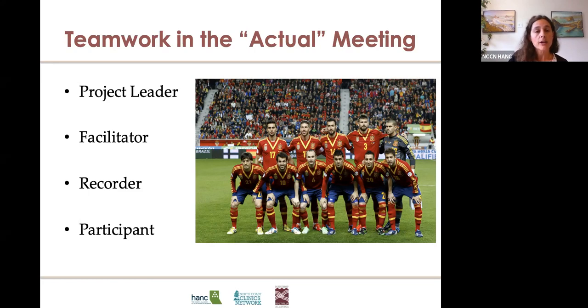And then the recorder is that key person who's recording the history of what happened in that meeting, what decisions were made, what conclusions were made, what action items, and then compiling the notes into some sort of standard format. And sometimes I think with meeting minutes, they can get rather laborious.